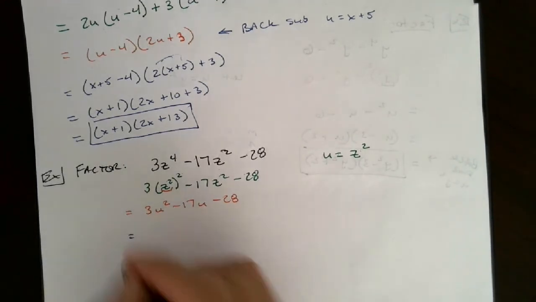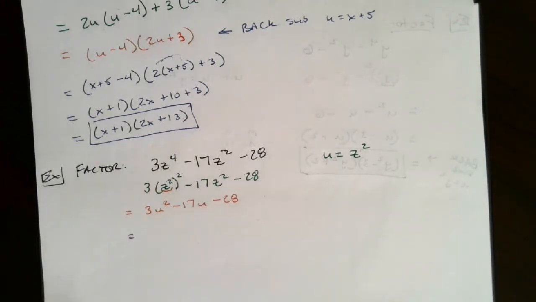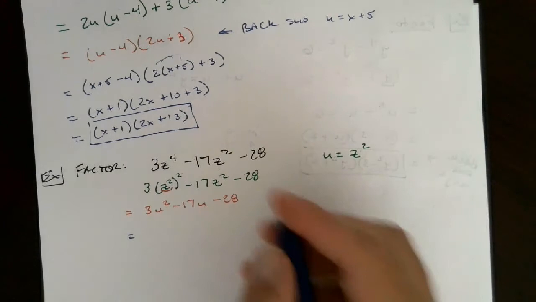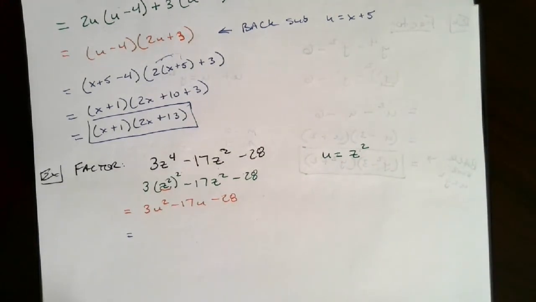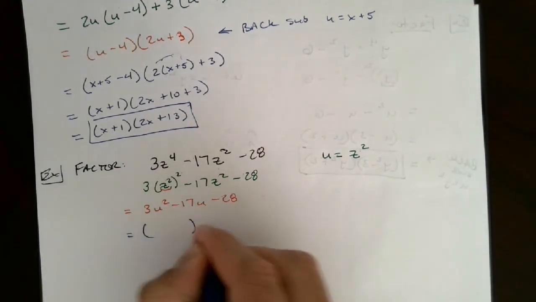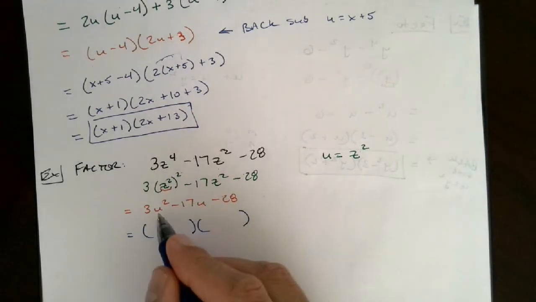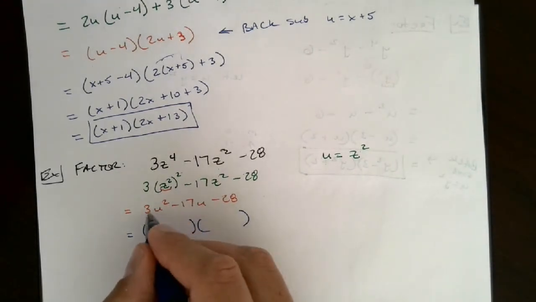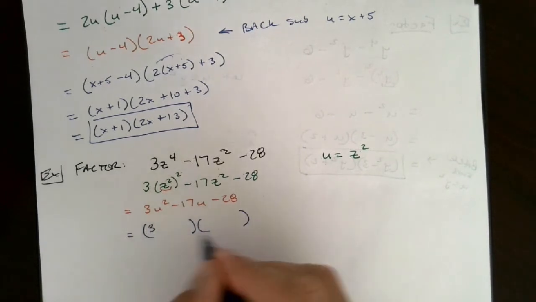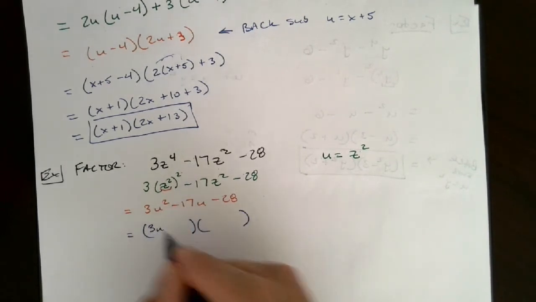We can factor this with an AC method or trial and error. It's your choice. In this case, maybe we want to do trial and error just so you can see it. If I was to do this by trial and error, rather than the AC method, you make 2 sets of parentheses right away. For 3u squared, you want to multiply to 3, so we know the coefficients here are 3 and 1. 3u squared, you want u times u.